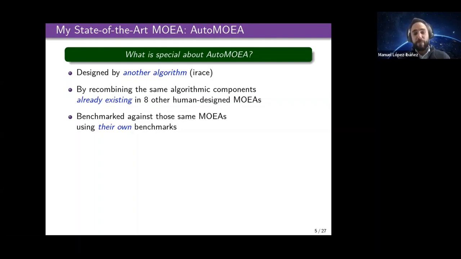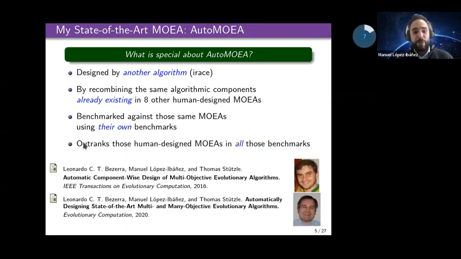And what we did was benchmark this AutoMOEA, which is based on the same components as the other algorithms, using the same benchmarks that those algorithms use. The result was quite surprising because it was able to clearly outrank the human-designed MOEAs in all those benchmarks. In fact, if the benchmarks differ from the standard ones used in the field, then the advantage of AutoMOEA grows further. This is joint work with Leonardo Becerra and Thomas Stützle, explained in these two publications.